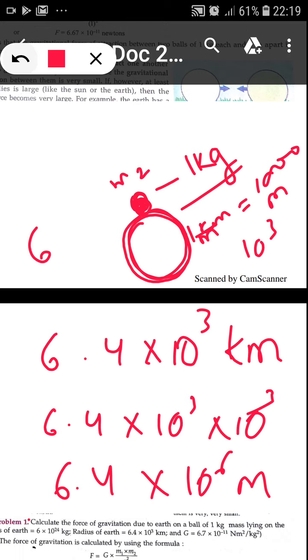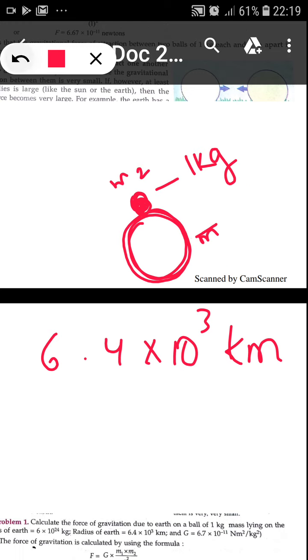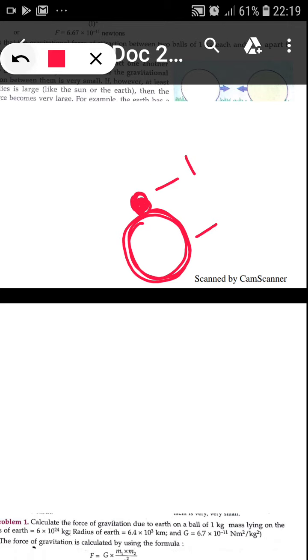Then we will find the value of the force of gravitation due to the earth on this object. The object we are considering in this numerical is a ball kept on the surface of the earth, which has a mass of 1 kg. So we will see the gravitational force acting on this object due to the earth.